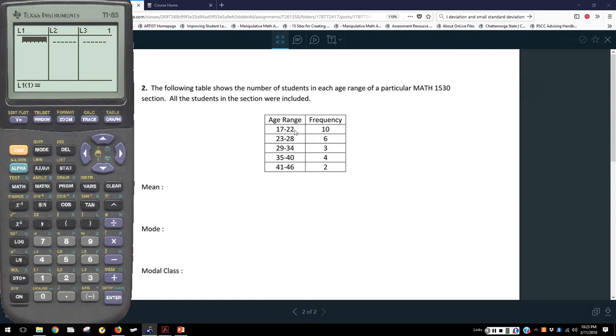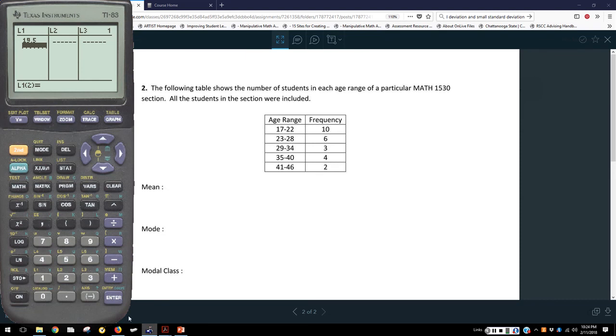In list 1, the only way I can estimate the ages of those 10 people that were somewhere between 17 and 22 would be to estimate their ages as the midpoint of that class. And if you remember, the way you find the midpoint is that you add the lower class limit to the upper class limit and divide the sum by 2. And you can actually do that right straight away on your calculator. So I'm going to add 17 plus 22, divide that by 2, and get the age of 19.5.